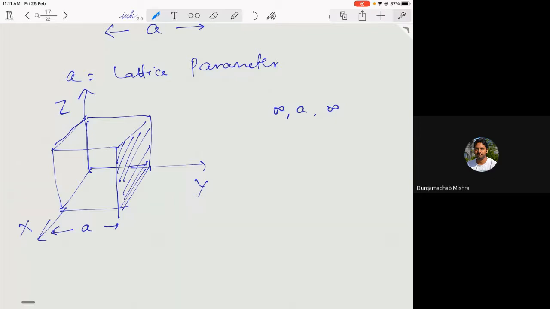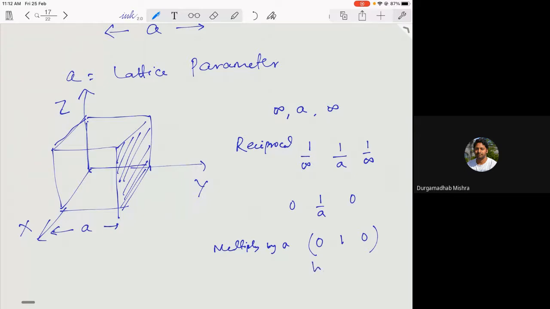And then you take the reciprocal of it. So you take 1 by infinite, 1 by a, 1 by infinite. So this will be 0, 1 by a, 0. Then you multiply by a so that you get an integer value. So you will have 0, 1, 0. So this plane is identified with an HKL value, 0, 1, 0.